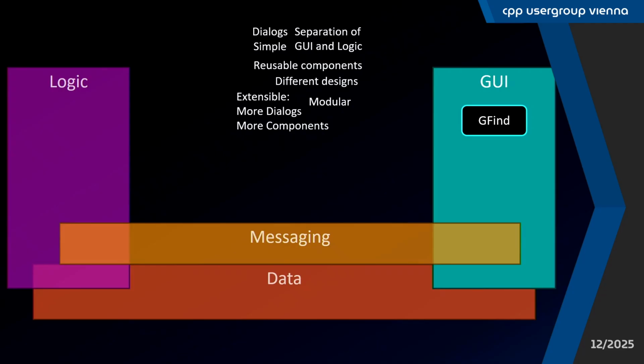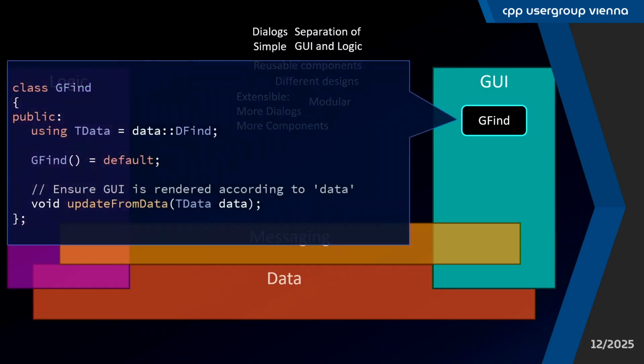First of all, we need a receiver for the data. And so I would create a class on the GUI side representing a find dialog. So one dialog that we actually see on the screen. And it could look something like this, just for starters. And the important function for us here is the update from data, because this is the function that will receive the new data and then render the dialog accordingly.